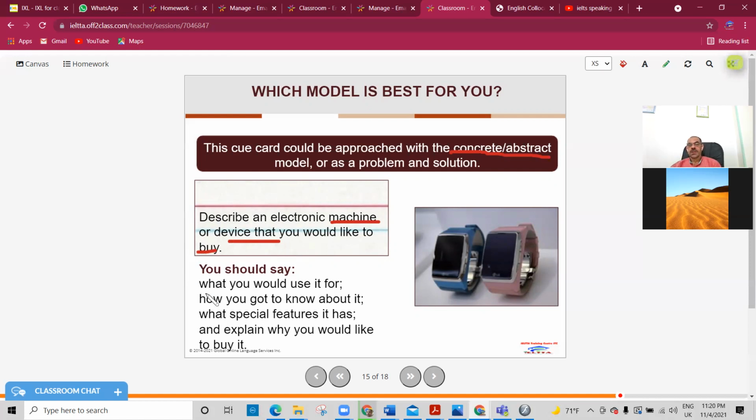Okay, what you would use it for. طبعا ما بيبقاش في صورة طبعا في البتاع في الاختبار, no pictures. How you got to know about it, what special features it has, and explain why I would like to buy it. It could be a computer, it could be a smartwatch, it could be a laptop, it could be a mobile phone, and so on.